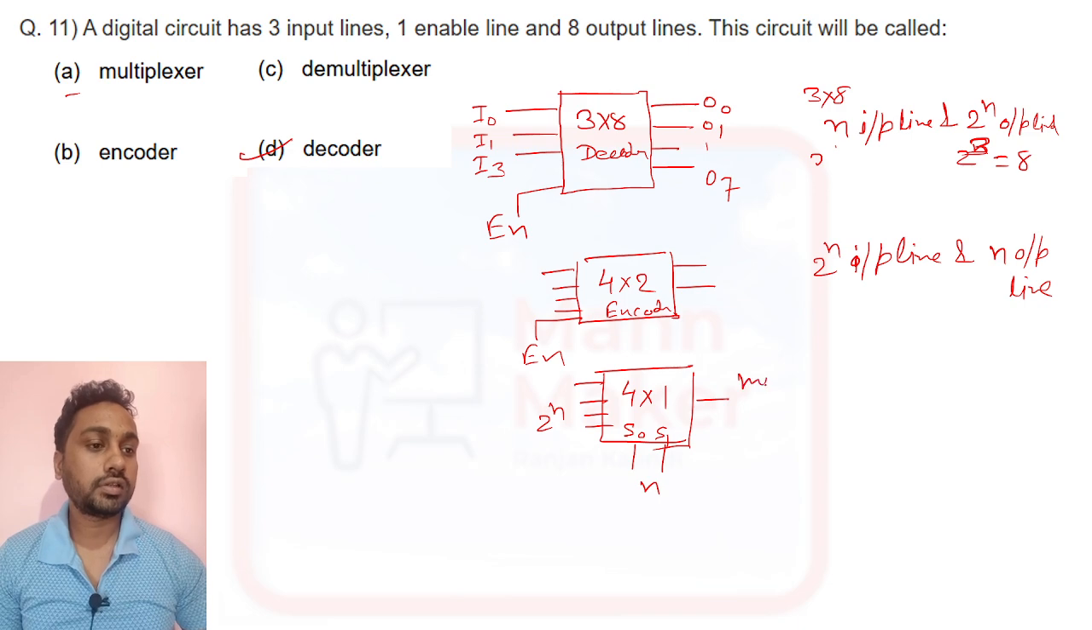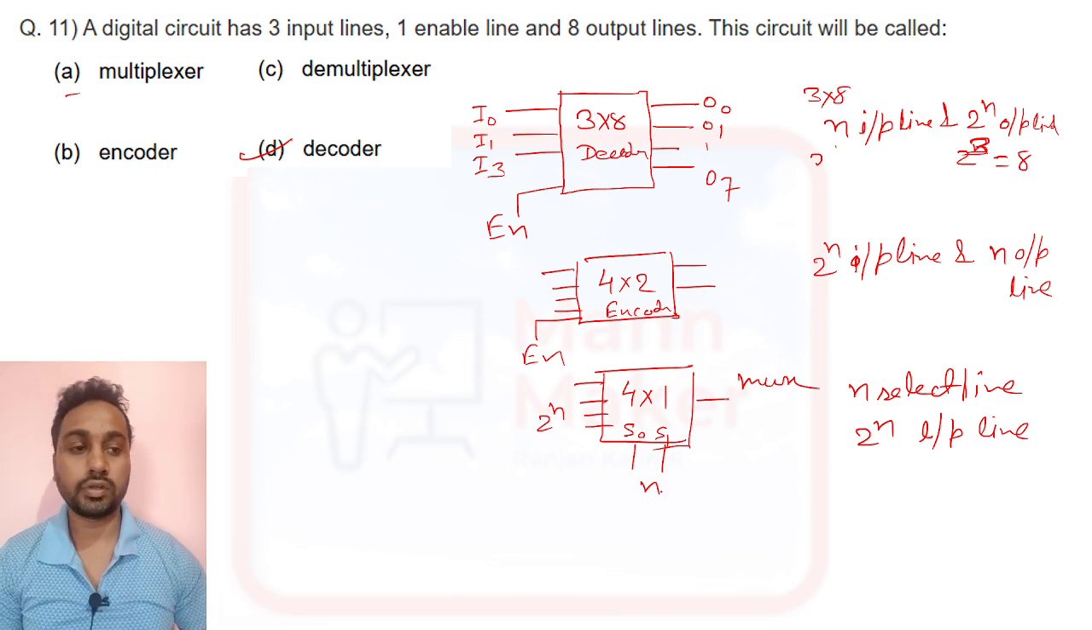So this is your mux, that is multiplexer. In a multiplexer, if there are n select lines, then 2 to the power n input lines will be there, and the output is always 1 only.